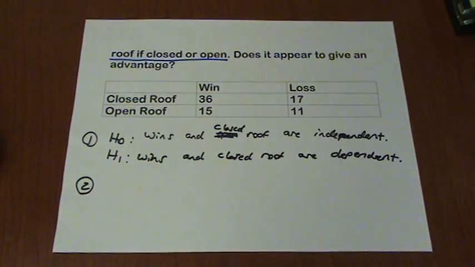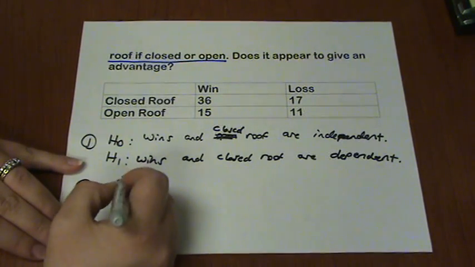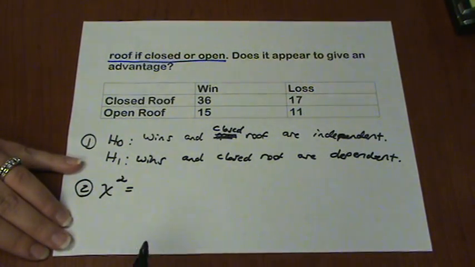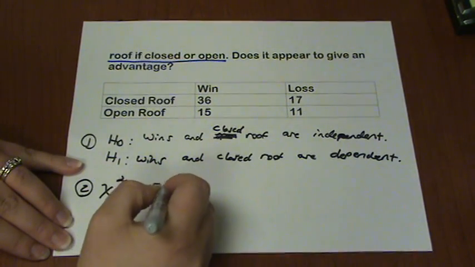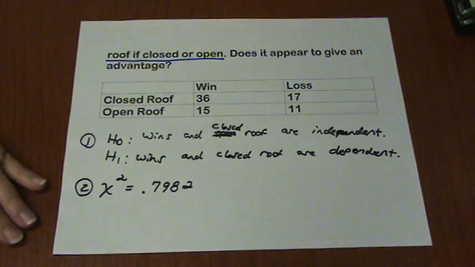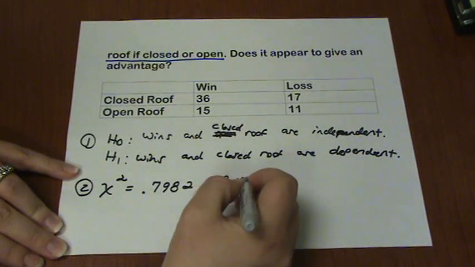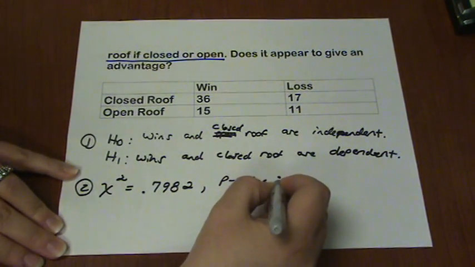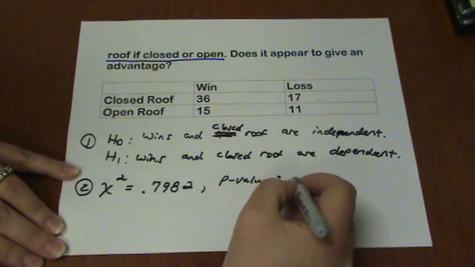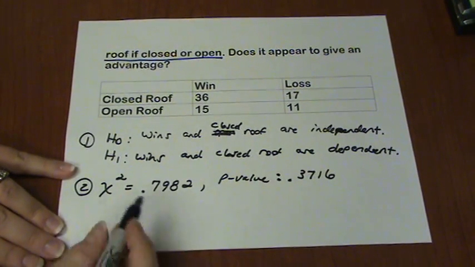Alright, number 2, I'm going to find my test statistic. Like I said, this time your test statistic is done using matrices. See your calculator sheet, but you should get 0.7982. You may want to go through this example to make sure you get the same results. Alright, step 3, which also gives me a p-value. My p-value that's given on the calculator is 0.3716. So keep that in mind too.